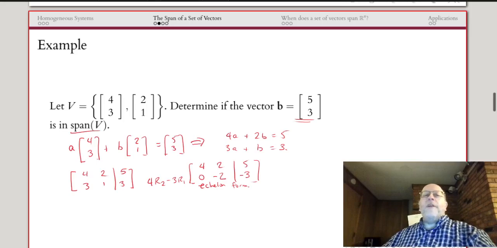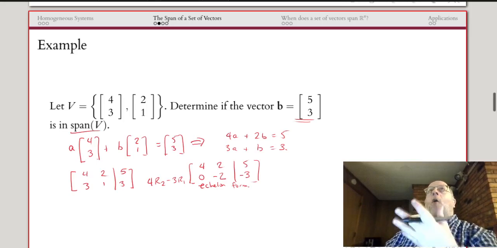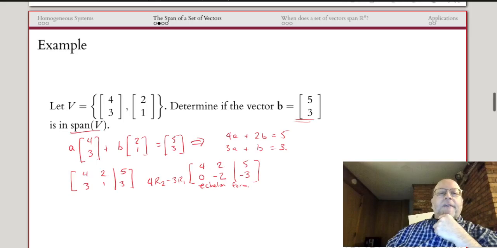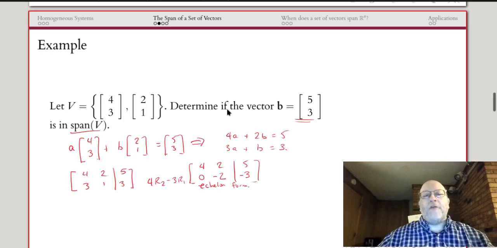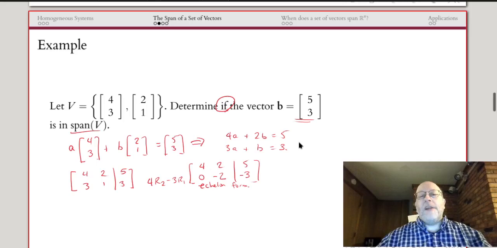Now the question is not asking how to find the linear combination. It's not asking what the values of A and B are. It's just asking for a yes or no question. Is this vector in span V? We just want to determine if it is. Well, the answer is yes.